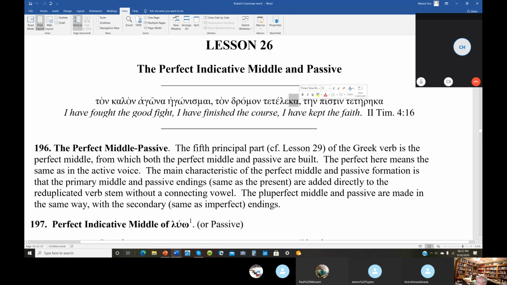And so right here, ten pistin. What's that? Ten pistin. The faith. The faith. All right. So with the article, it usually refers to that system of faith known as the gospel. Right. And so here, this is from tereo, which is to guard a present possession. So you're guarding something you presently possess. Okay. From 2 Timothy 4:7. I have fought the good fight. I have finished the course. I have kept the faith. Okay. Any questions?